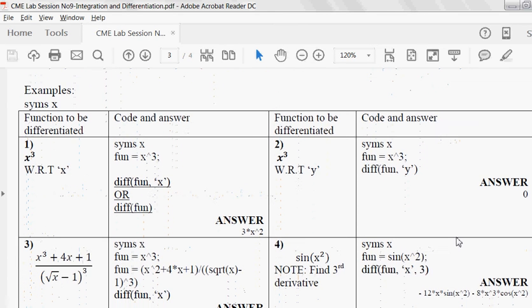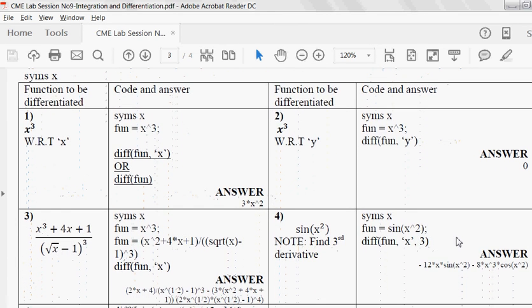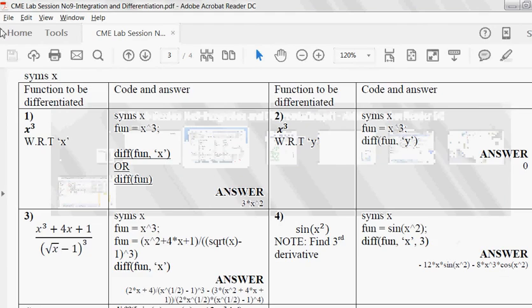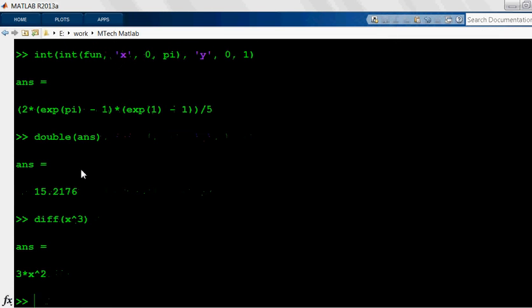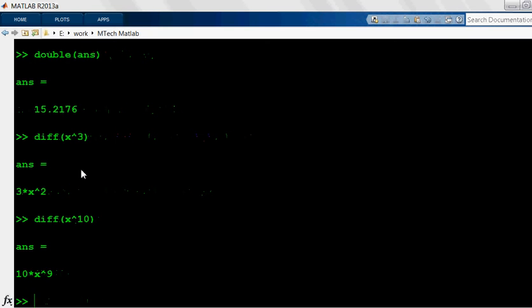Okay, now let us perform some simple differentiation tasks. Basically I have to start with differentiation of x cubed with respect to x. So what I have to do is diff x cubed. Okay, if I don't give anything, let's see what happens. 3x squared, pretty awesome, right? And x to the power 10 is going to give you 10x power 9.